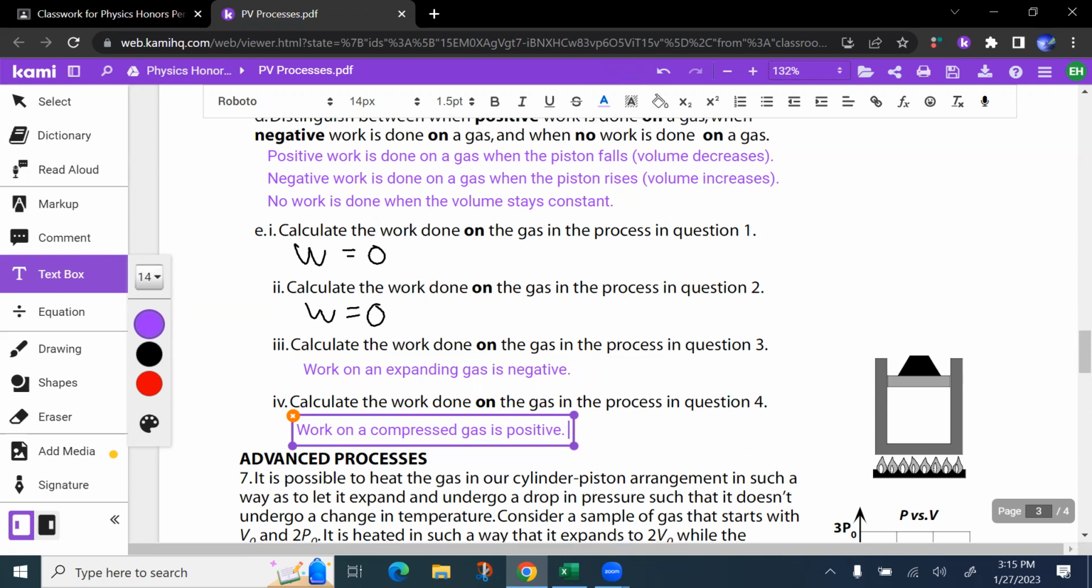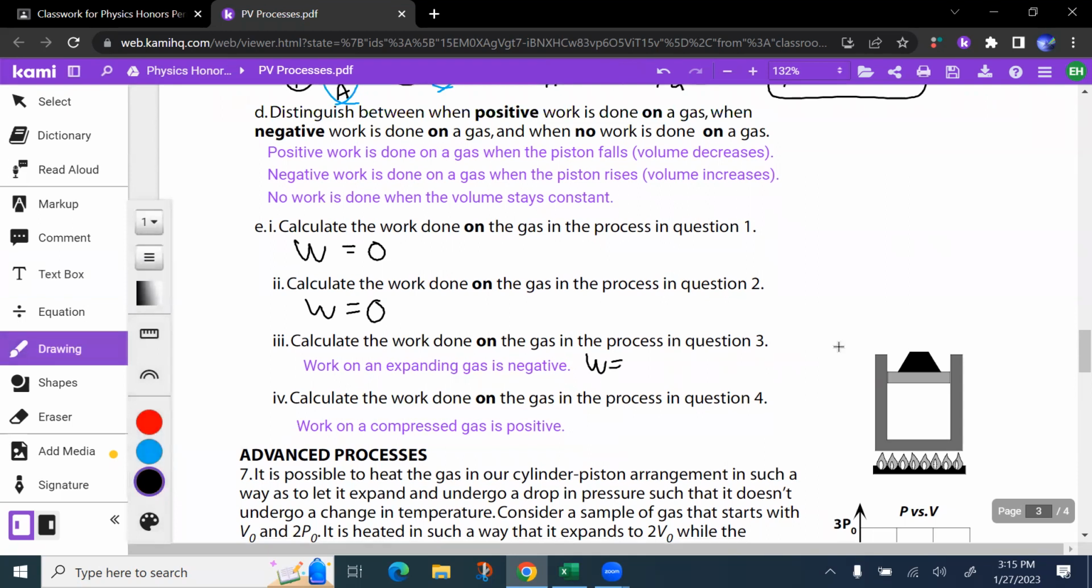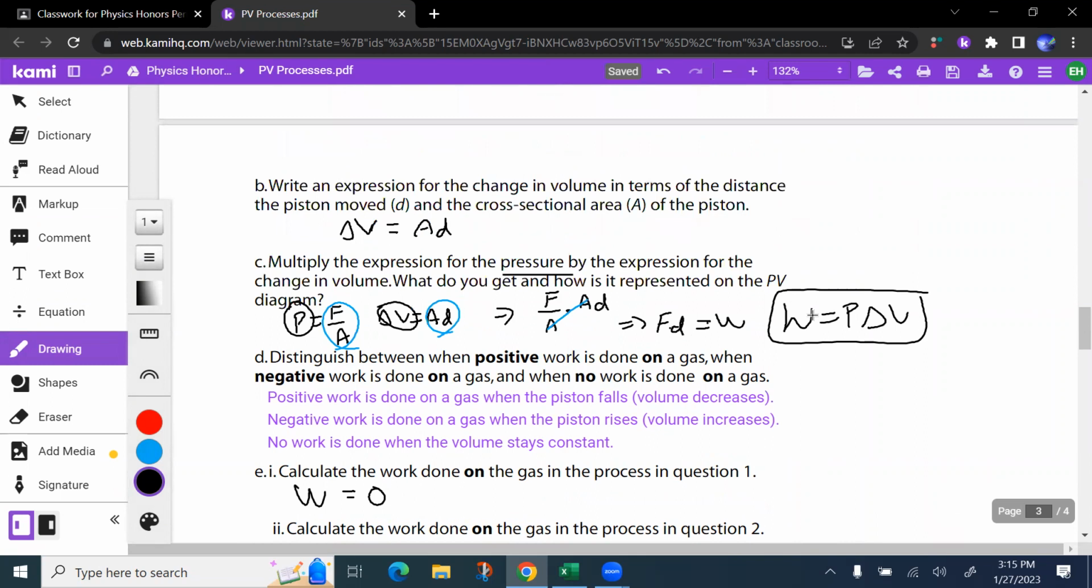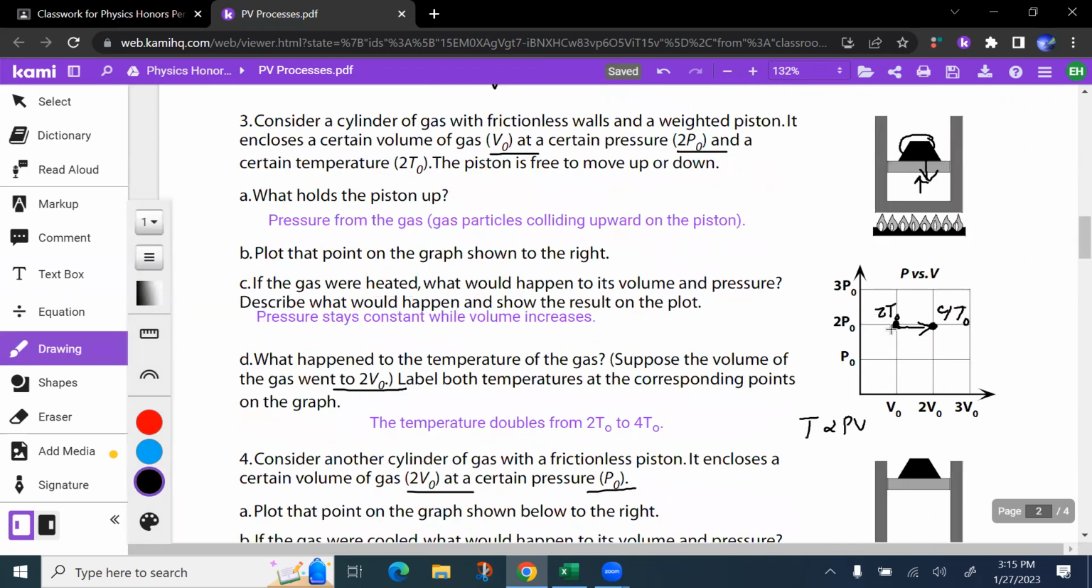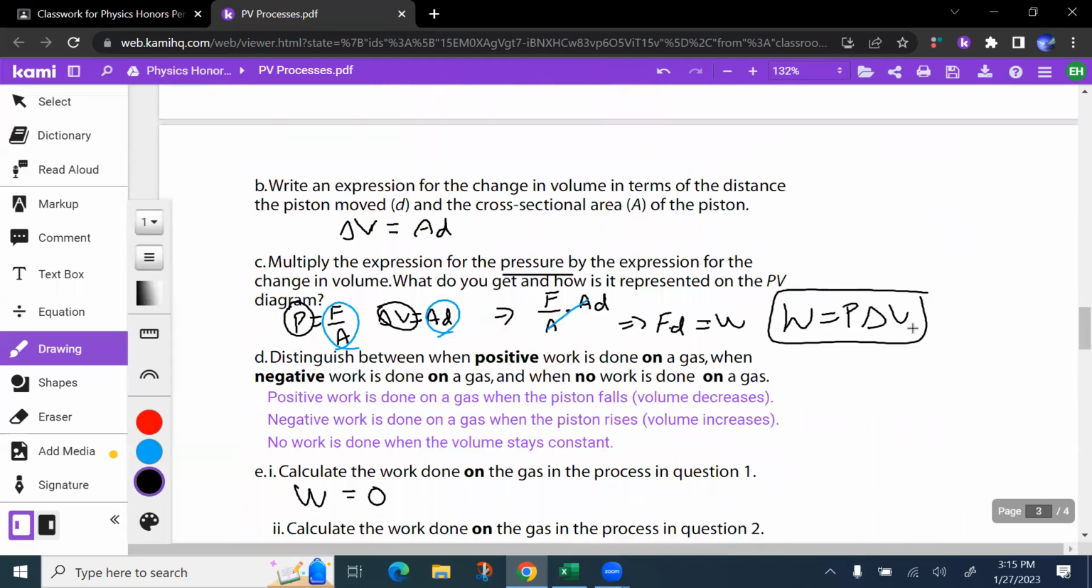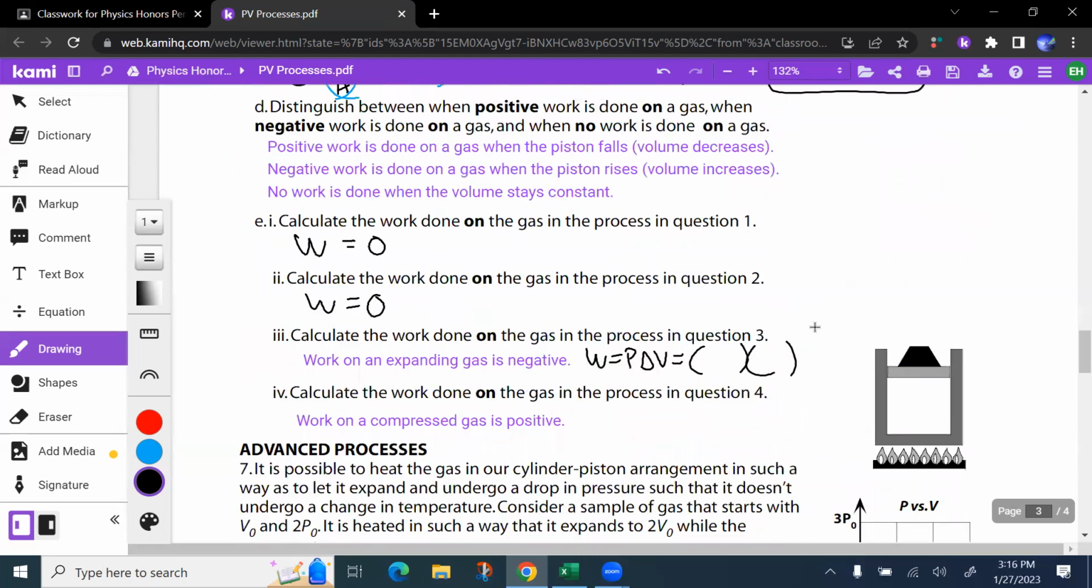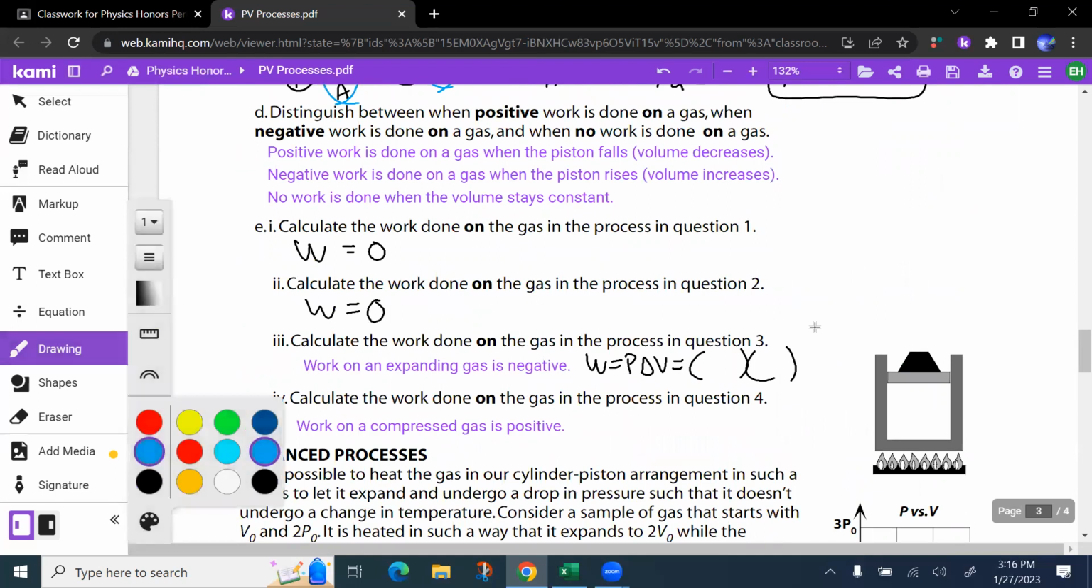So for part 3, work is equal to pressure times the change in volume. Okay, well, what was that? The pressure was 2 P naught, and the volume changed from V naught to 2 V naught, the difference of which is V naught. So we get negative P naught V naught, because again, the work done in this process is negative because we're talking about work done on an expanding gas. Oh, I'm sorry, negative 2 P naught V naught.